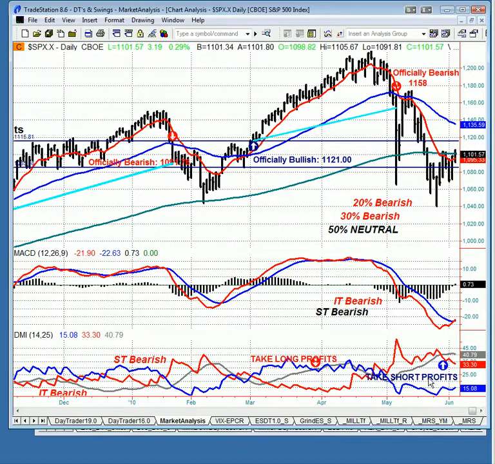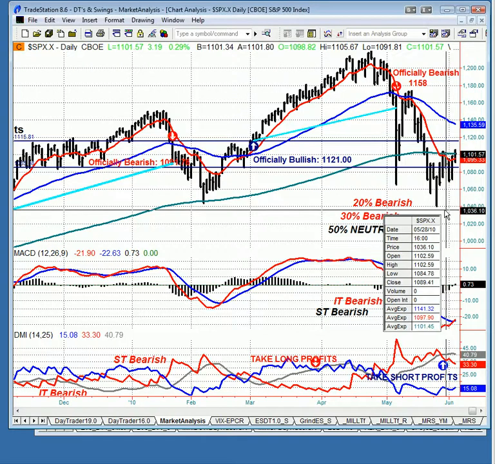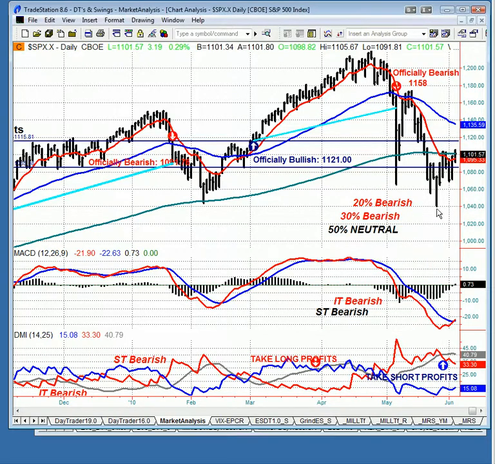Definitely looking to take short profits, however, right here on this day, as you can see right here. One could argue we'll call it 1089.41 was definitely take your short profits. So 1089, 1090, that's 60 points. We're going to stay officially bearish, but definitely these are the early indications to go ahead and book your gains.